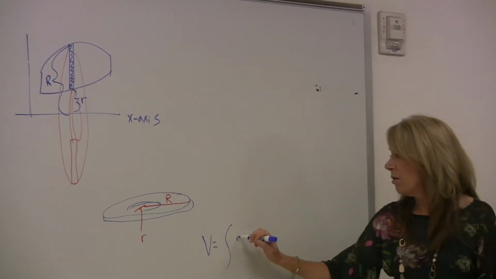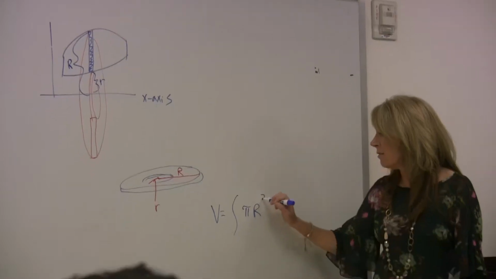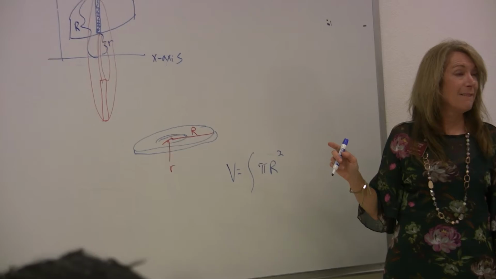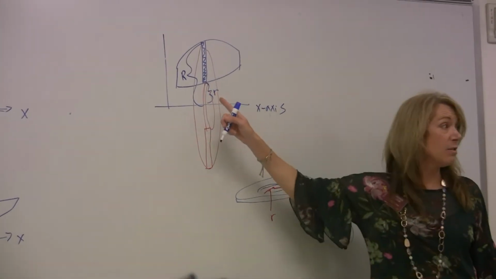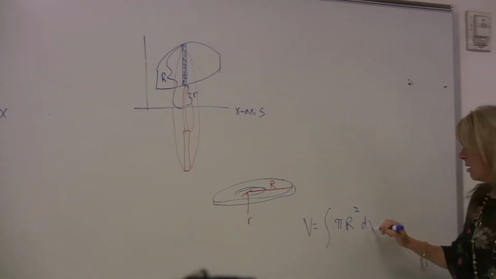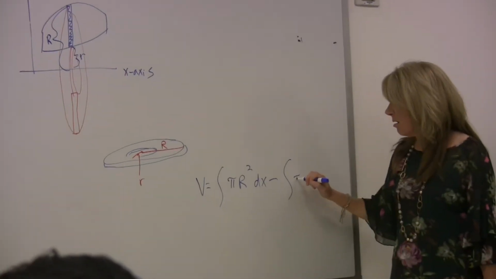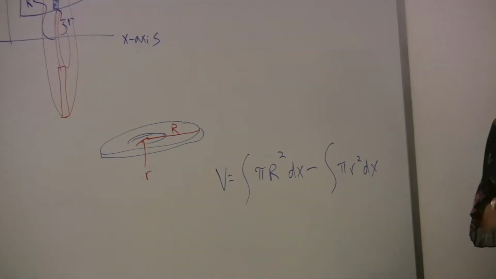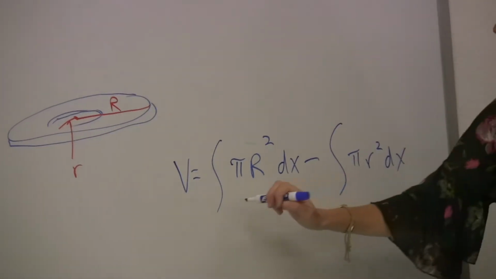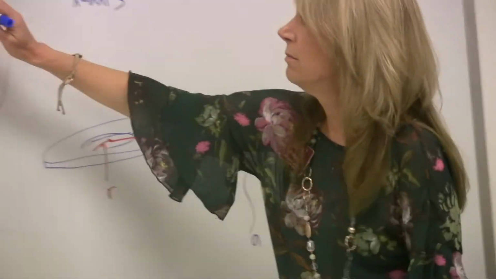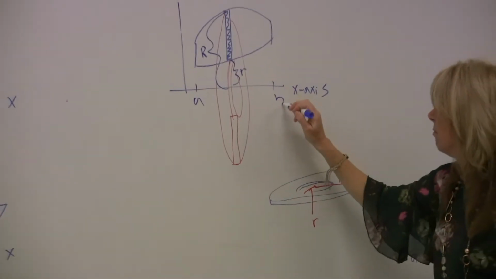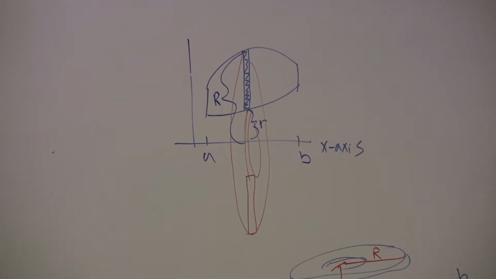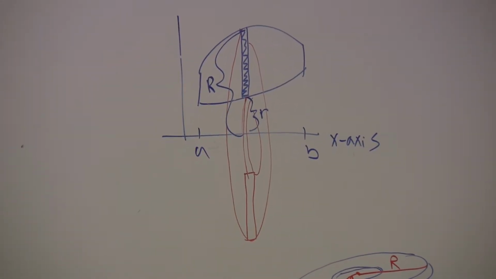Subtract the two. We're going to take pi times big R squared. In this case, is it a dx or a dy? Dx, right? Because I have a change in the x direction. Minus pi times the little r squared dx. They have the same bounds. Yes, they have the same bounds because they're both going to go, say, from A to B. So they have the same bound, the same dx, the same pi.